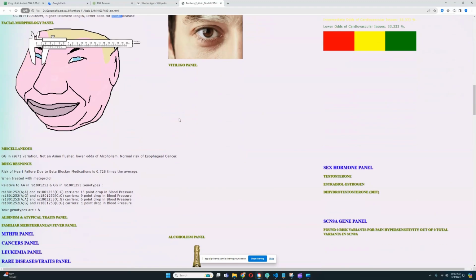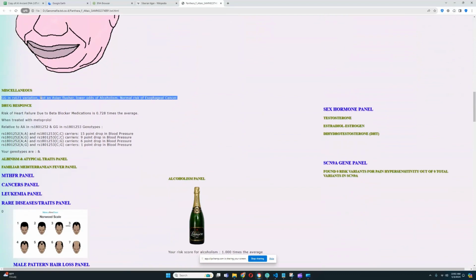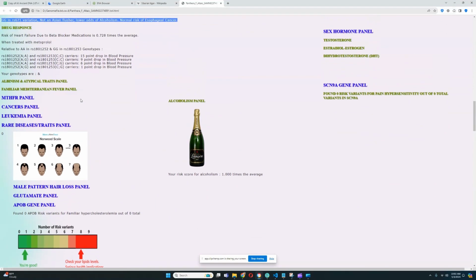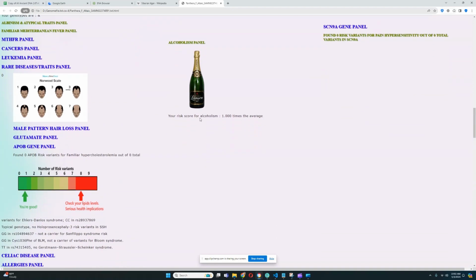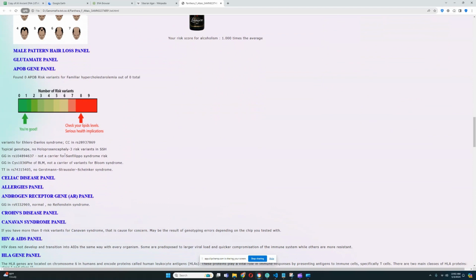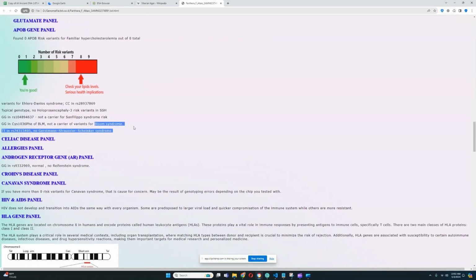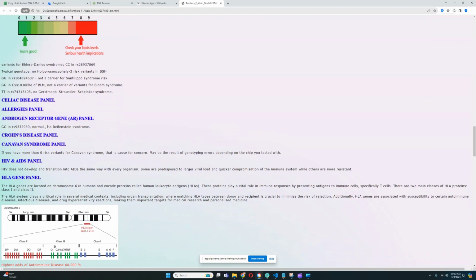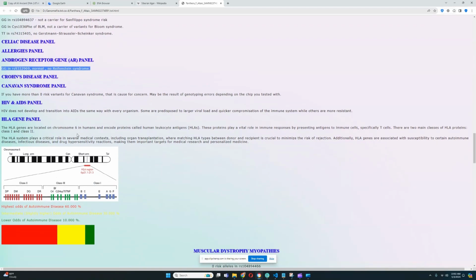Very, very interesting. Not an agent flusher. Lower odds of alcoholism. Normal risk of esophageal cancer. Okay. Risk of heart failure due to beta blocker medications is slightly below average. Looks like no holoprosencephaly, no Ehlers-Danlos syndrome, not a carrier for Sanfilippo syndrome risk, no risk evidence for GSS or BLM. Really good to see. Bloom syndrome is BLM, not the other BLM. No Riefenstein syndrome. Really good to see.